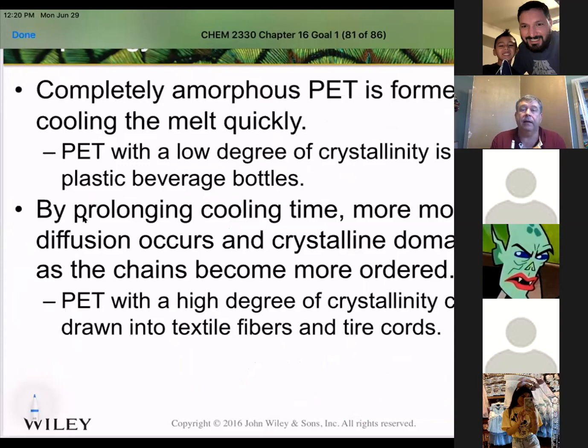If you take that and you cool it down more slowly, what happens is it becomes more crystalline. And so you can actually get fibers like Dacron, a textile fiber that's very strong and tough, that can be used in fabrics and in tires. But you have to cool it down more slowly, and it has a greater number of crystalline regimes.